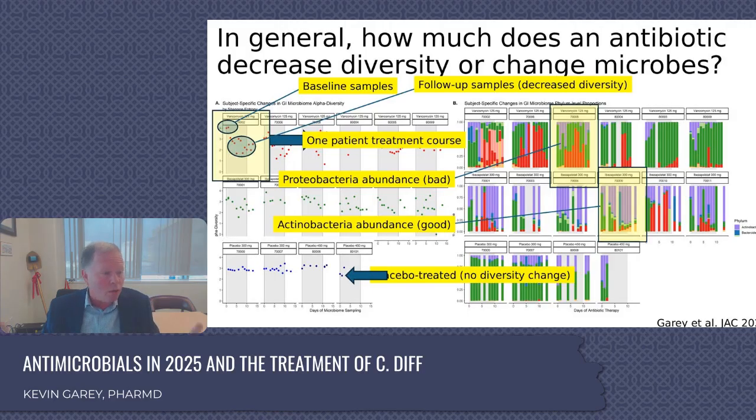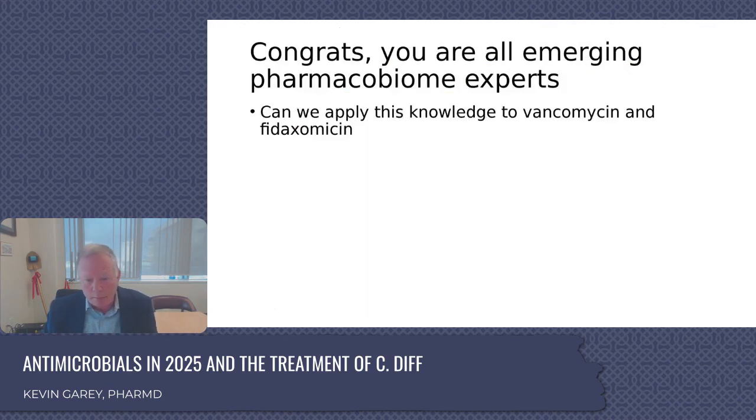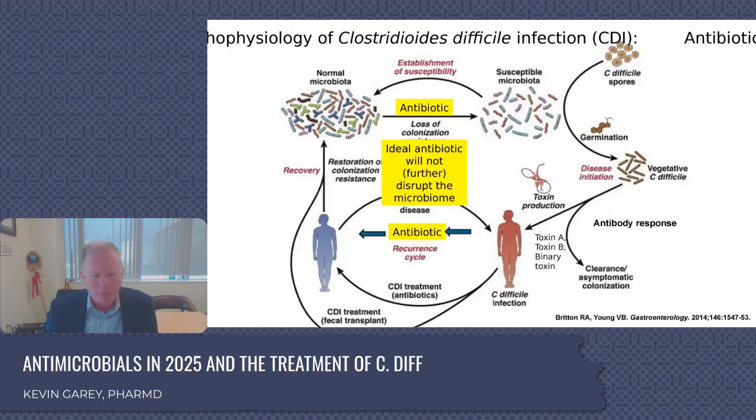So the studies that we do essentially aggregate these data together, produce some means, and you see how one class of antibiotics differs from something else. So congratulations, in 5 minutes or less, you're emerging pharmacobiome experts. So can we apply this knowledge to vanco and fidaxomicin?